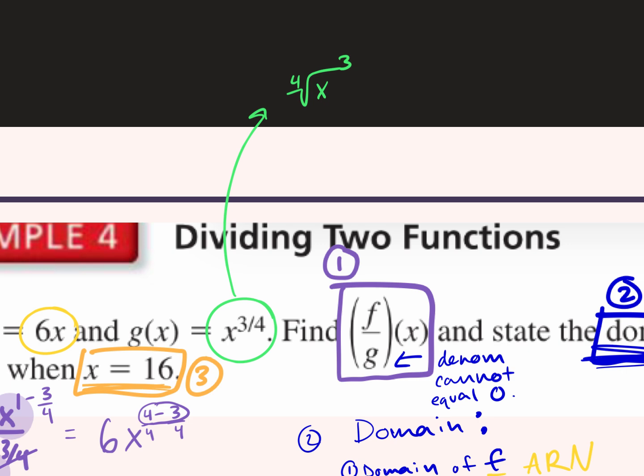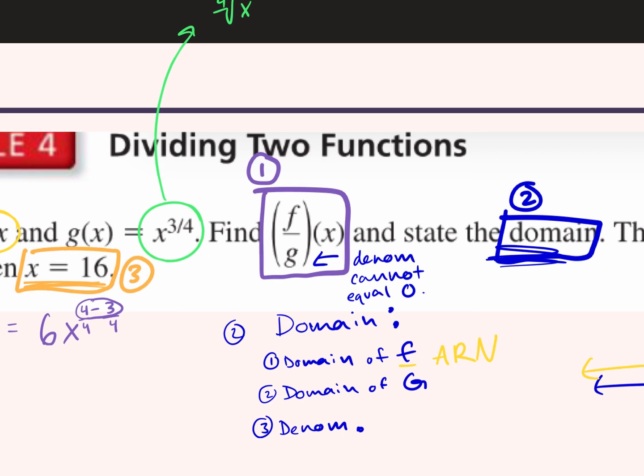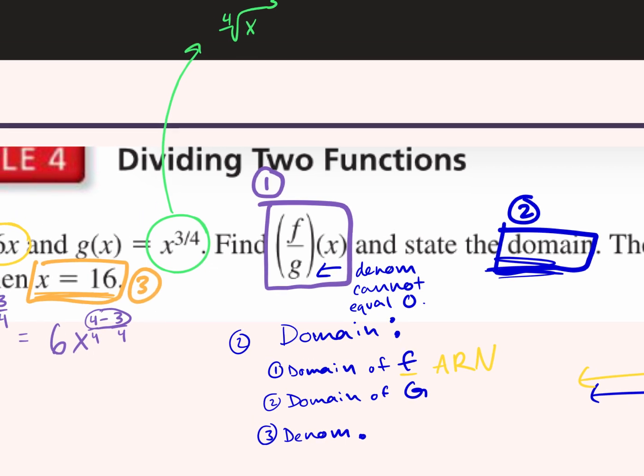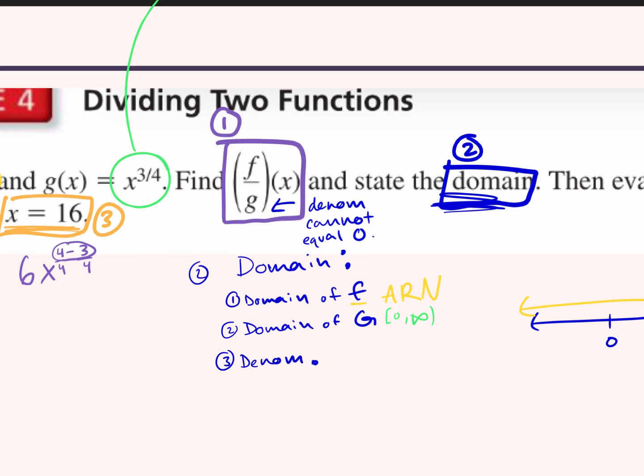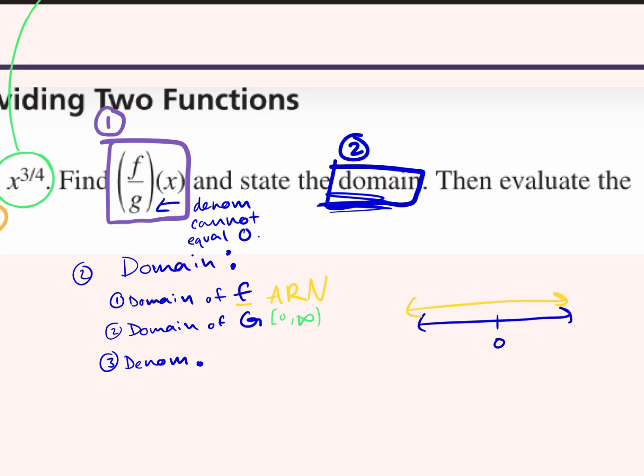What can I not have under the 4th root? Negatives. We can't have negative numbers. So for my domain of g, how would I write that? Well, can I plug in 0? Yeah, so it would be 0 to infinity. We include 0 on our graph here, and it goes to the right. It can be any number bigger than 0.